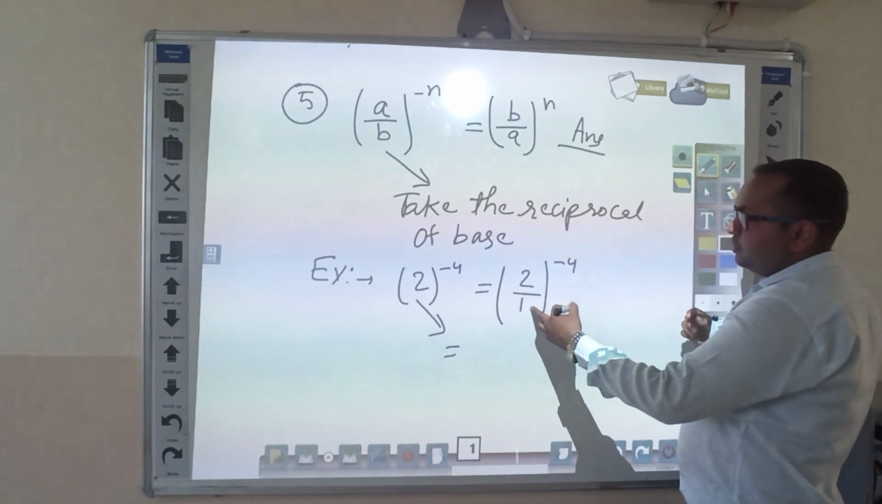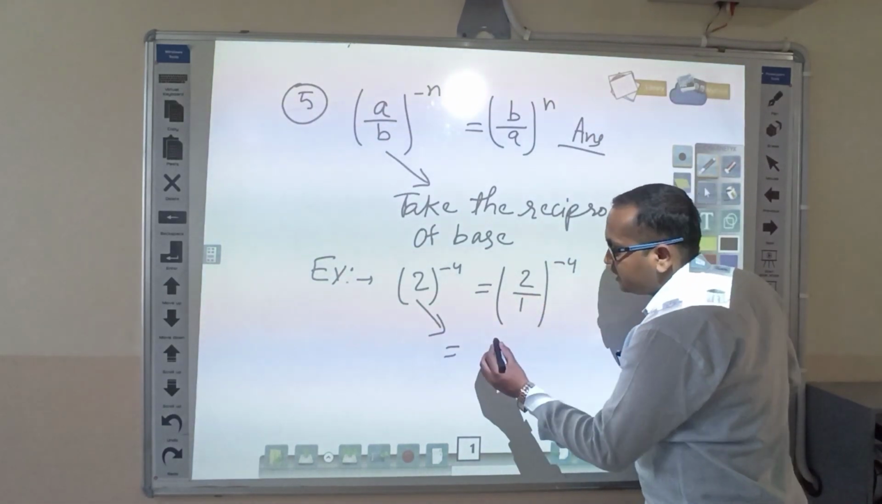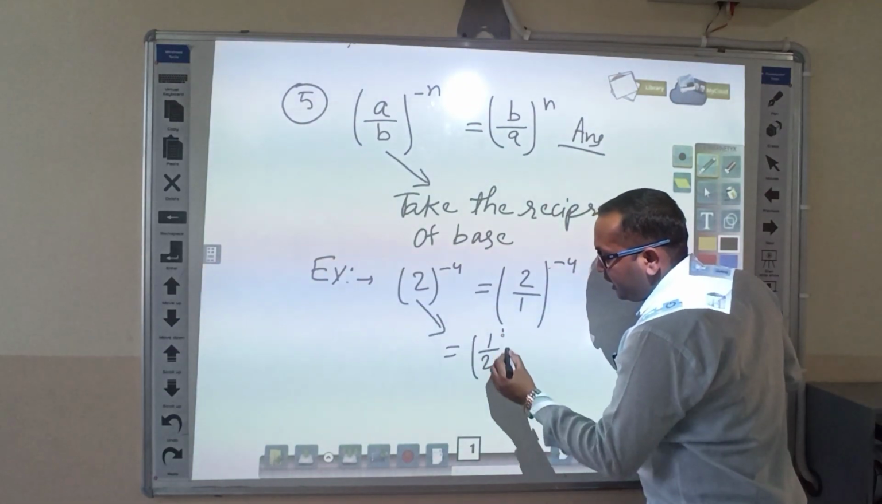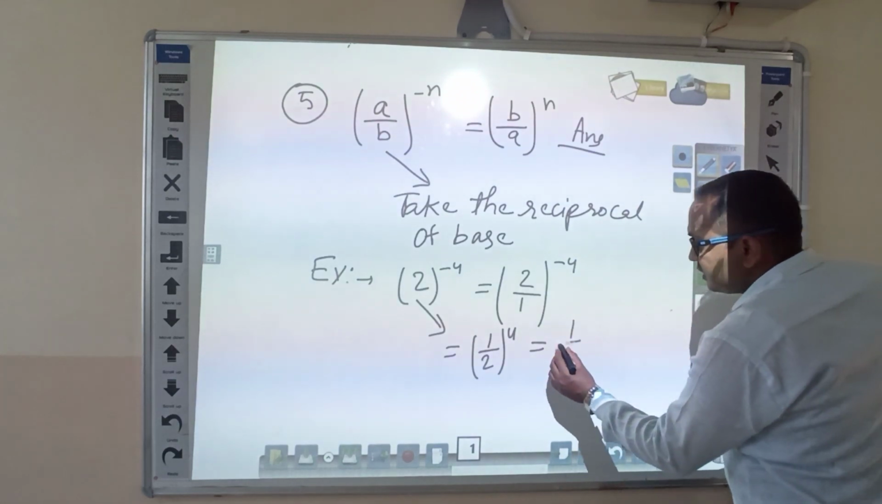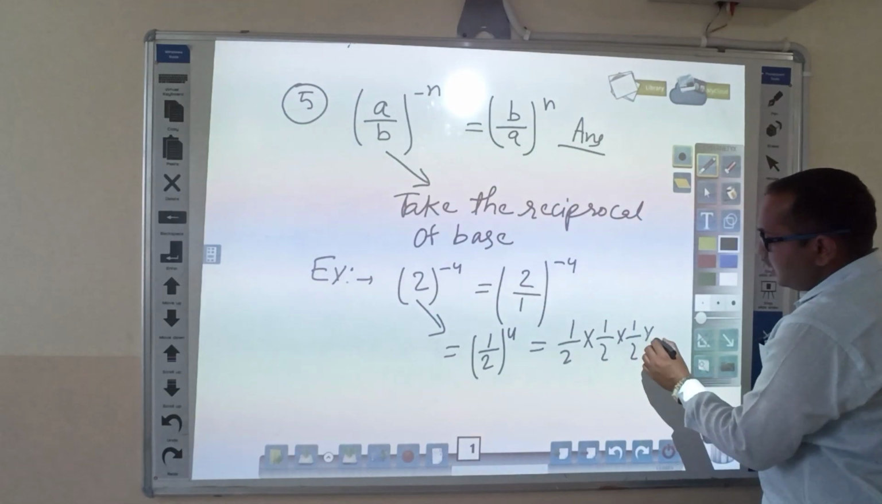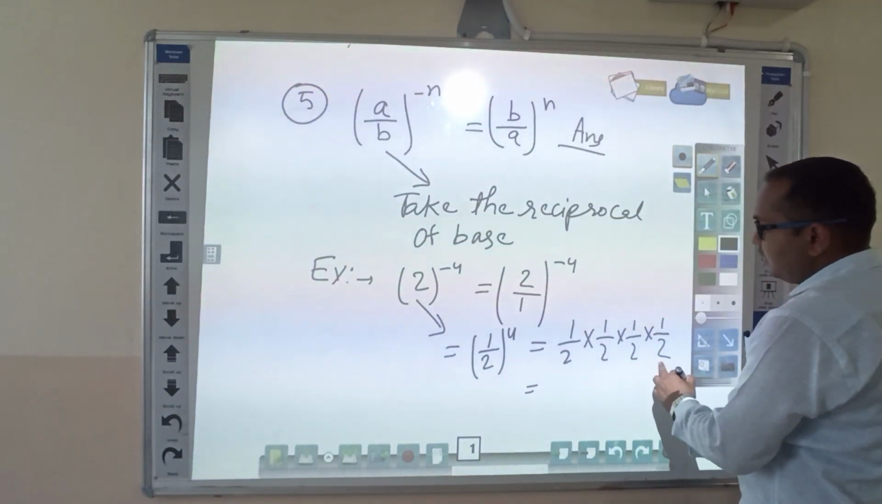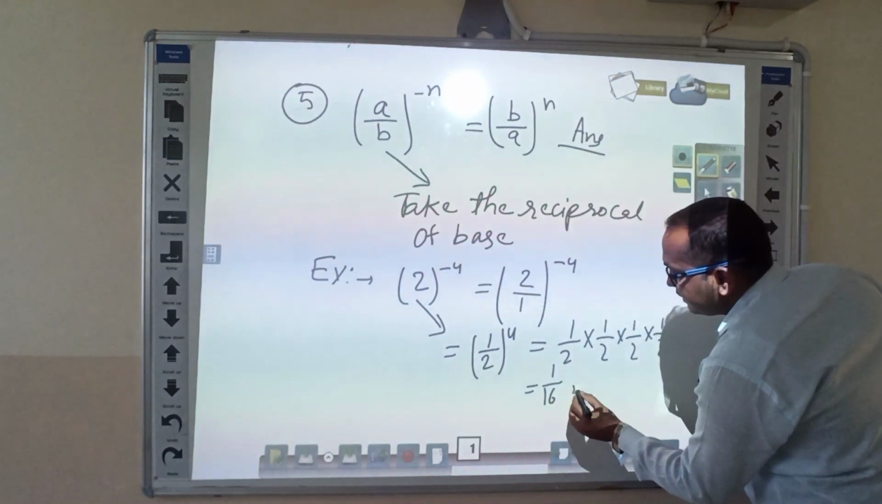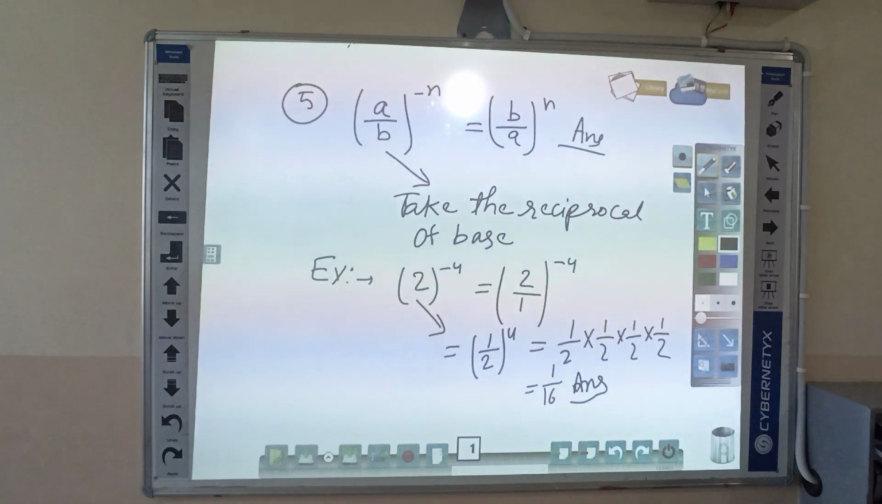So we find the reciprocal of that base. Here the base is 2/1, so the reciprocal of this base is (1/2)^4. So our answer is 1/2 × 1/2 × 1/2 × 1/2. So it gives 2, 4, 8, 16. So it is 1/16. This is the required answer. So these are the 5 laws related to the laws of exponent.